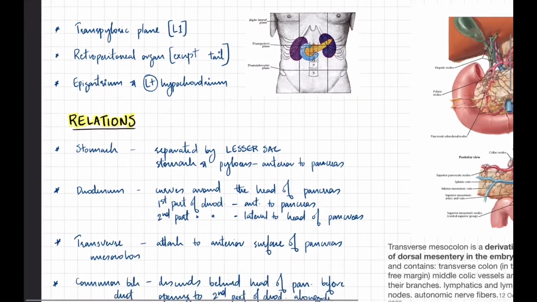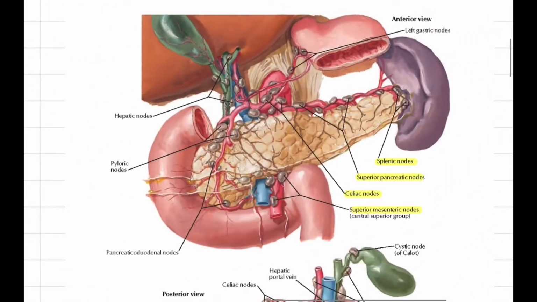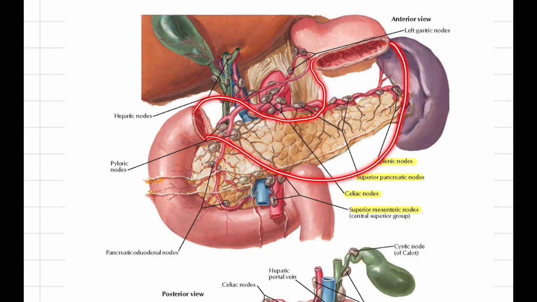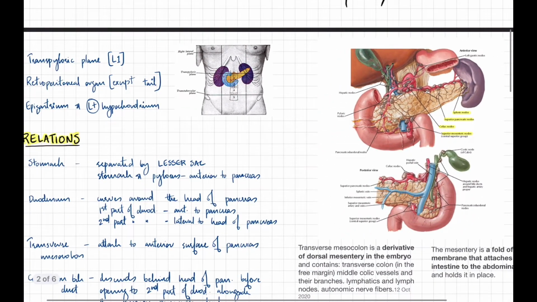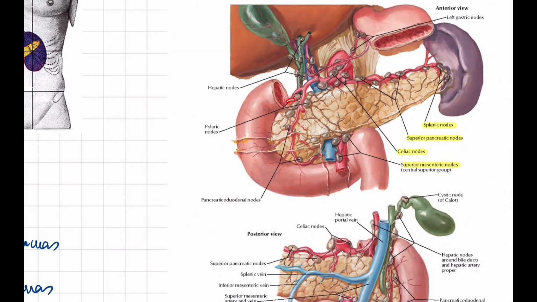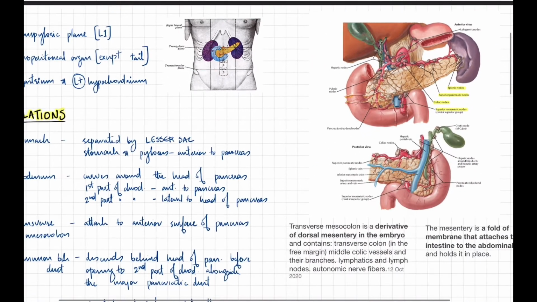Relations of pancreas. First, stomach. Stomach is present anterior to the pancreas, and while tracing the stomach, you can see that it is separated from the pancreas by the lesser sac. Also, the pylorus part of the stomach is present anterior to the pancreas. Second relation is the duodenum. It is present lateral to the pancreas and it curves around the head of the pancreas.